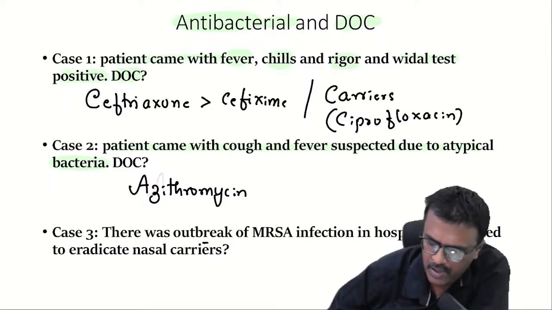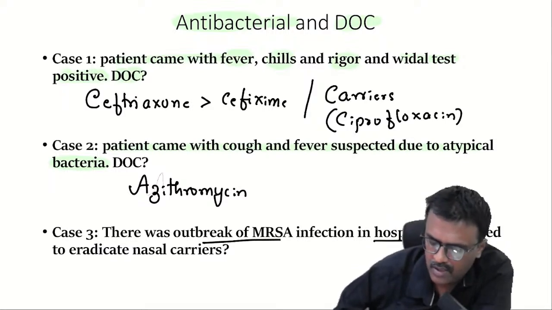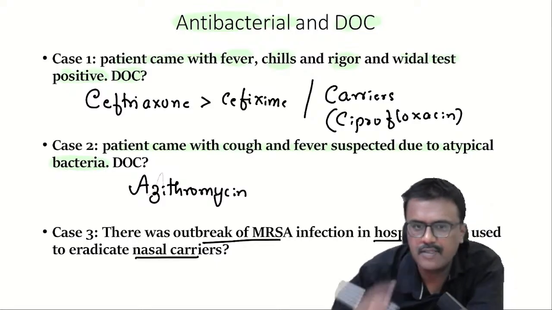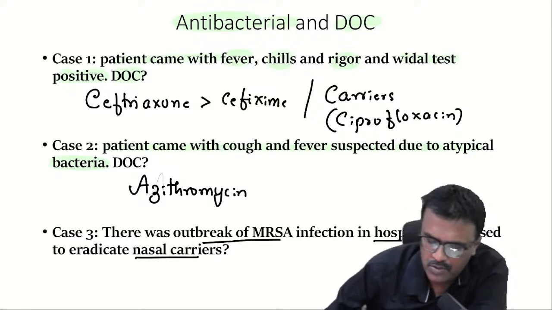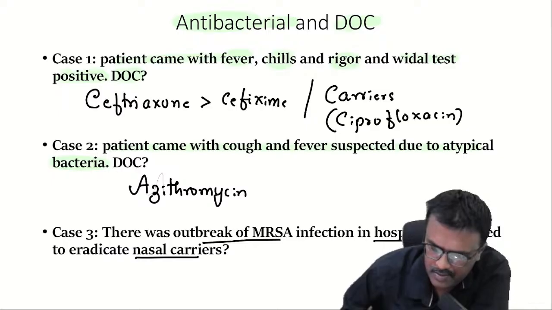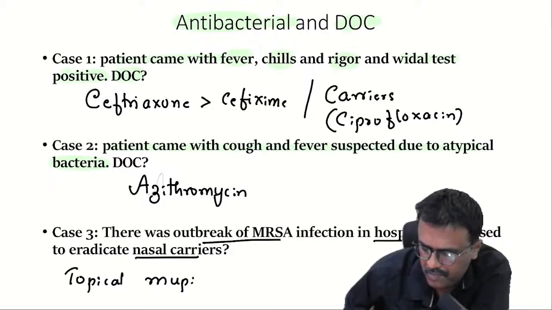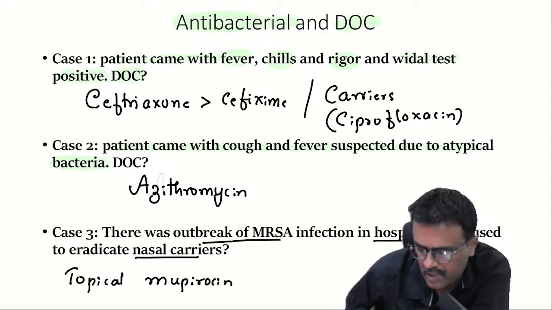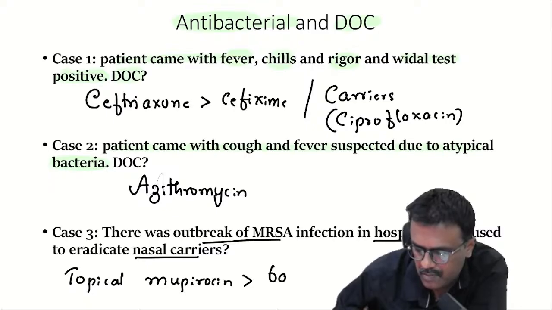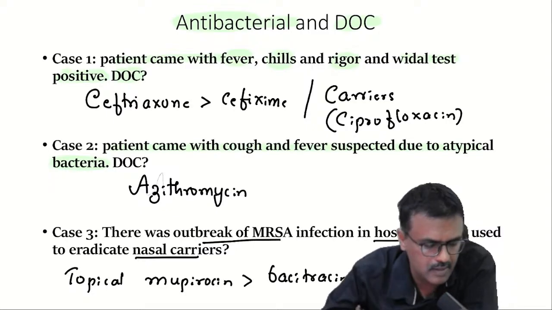There was an outbreak of MRSA infection in the hospital. A drug used to eradicate nasal carriers. Drug used to eradicate nasal carriers is topical mupirocin. If that is not there, you can use bacitracin.